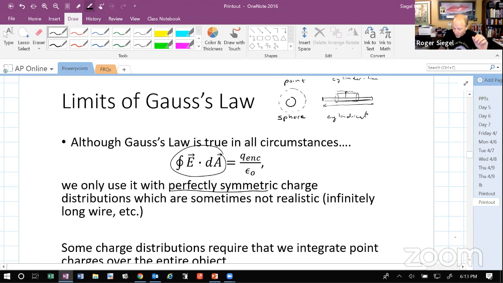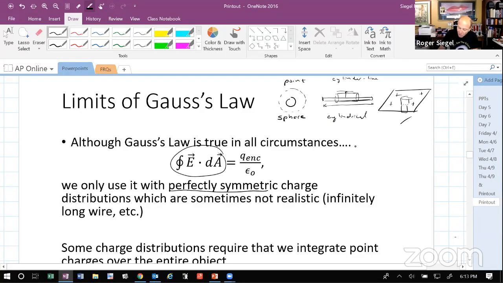And then also, and you'll see this if you look back at last night's work, if we had a really, really big sheet of charge, we would also use a cylindrical Gaussian surface. By the way, that can be done with a rectangle as well, but we're not going to have to do that tonight.